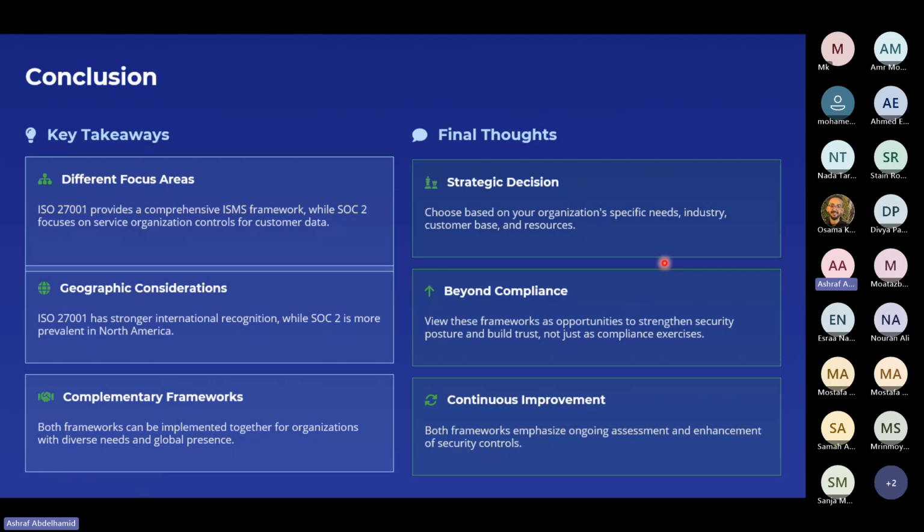Beyond compliance, beyond just getting certified or getting the audit report, it is an opportunity for the organization to improve its security posture and build trust with customers and third parties. And as we also said in conclusion, both adopt continuous improvement, Plan, Do, Check, Act. So this is also an opportunity for continuous improvement of information security in the organization.